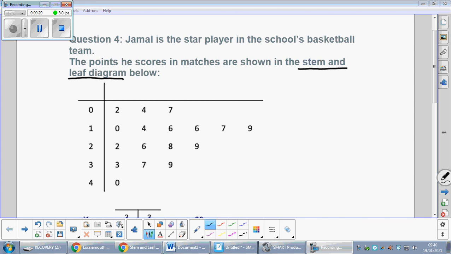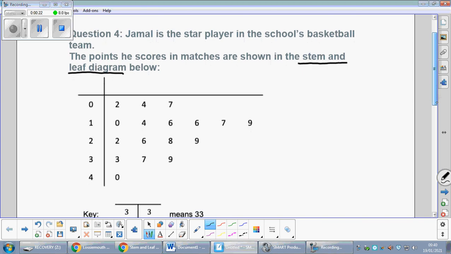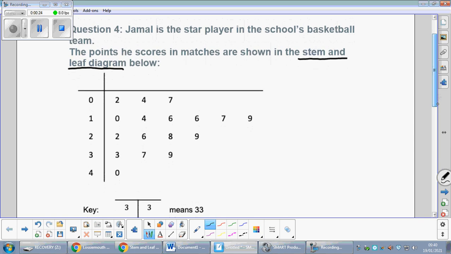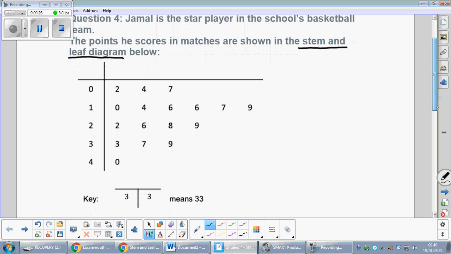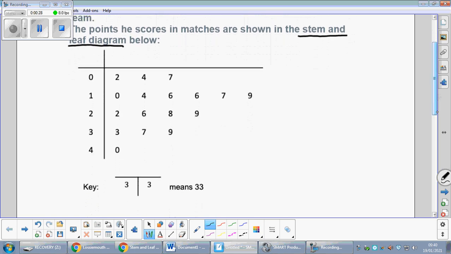Okay, this is a stem and leaf diagram here. It's about Jamal, who's a star player in the school's basketball team, and the points he scored in the matches are shown in the stem and leaf diagram below. What does it mean? This part here is the stem, and this part here are the leaves.